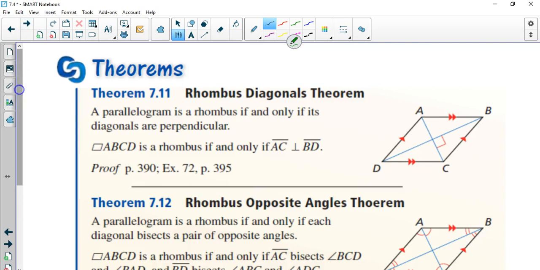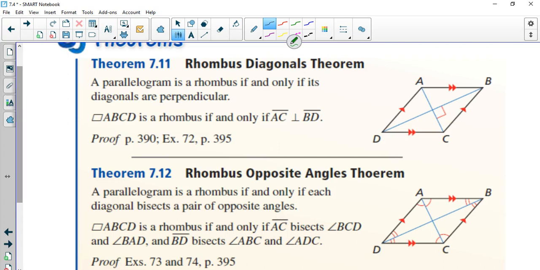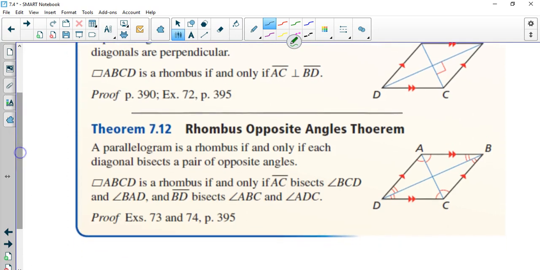Okay, some theorems. The Rhombus Diagonal Theorem is a very important one. When you have the diagonals intersect, they intersect at a 90-degree angle. And it's going to come into play here in a little bit. And again, you can stop and read this if you want, and more in depth. Rhombus Opposite Angles Theorem: a parallelogram is a rhombus if and only if each diagonal bisects the pair of opposite angles. So notice at A, it is split into 2 equal angles, and at C, it's split into 2 equal angles. And at D and B, they're split into 2 equal angles.